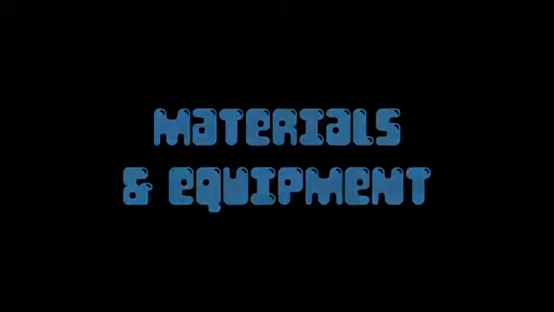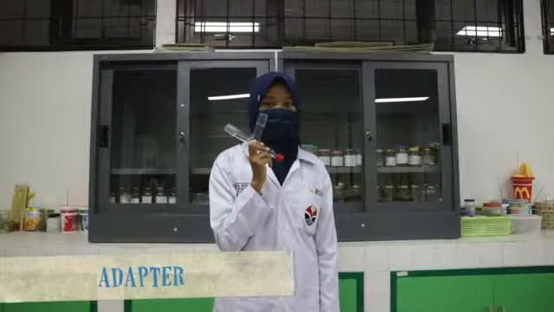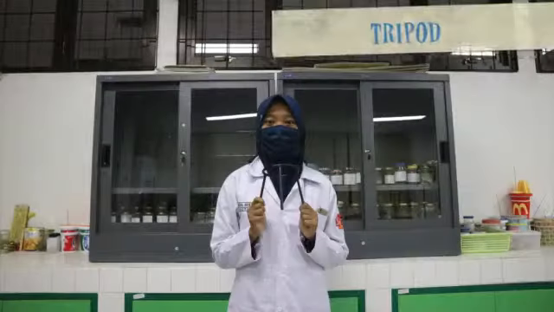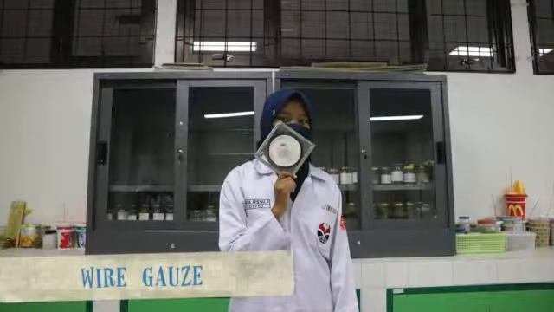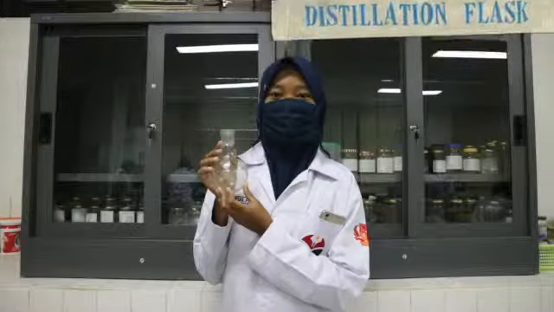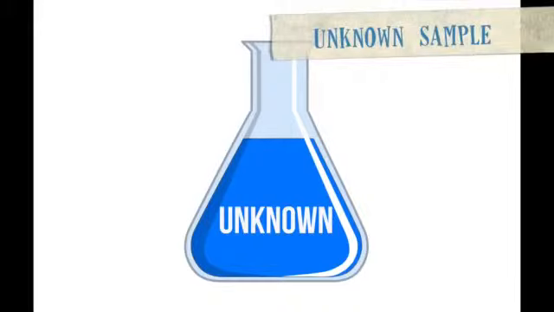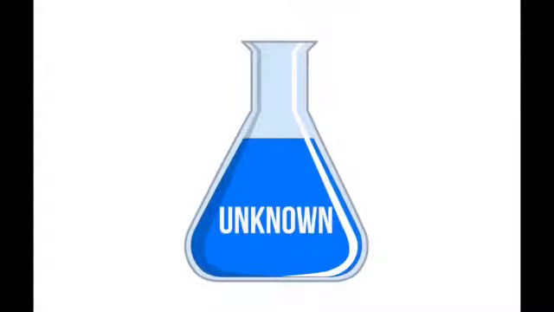The equipment we use are two sets of stand and clamp, a 25 ml graduated cylinder, two tubes, condenser, adapter, connector, Erlenmeyer flask, tripod, wire gauze with asbestos center, spirit burner, thermometer, distillation flask, and lastly, a pump. And the material used is an unknown sample.